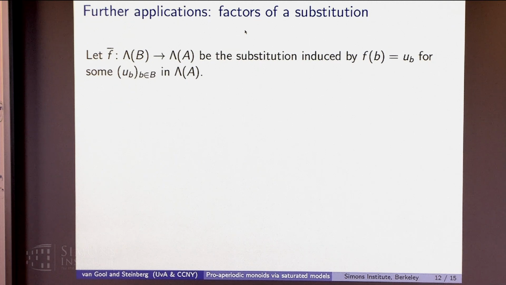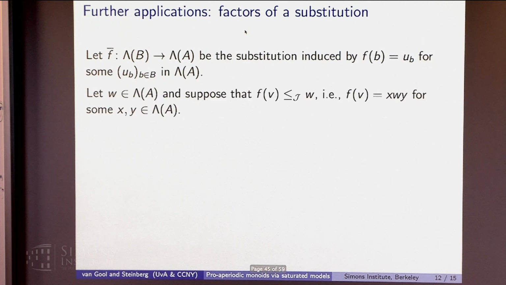So now, as a further, more advanced application, I won't show you all the details of this, but if I have a substitution from this big monoid of all the B words to the monoid of all the A words, suppose I choose for every letter a class U of B. And suppose that what I'm going to do is analyze the factors of a substitution. So I take a word V, I substitute into V, and I take a factor W. So W, if I multiply it in the right way on the left and on the right, then I get the result of substituting into V.